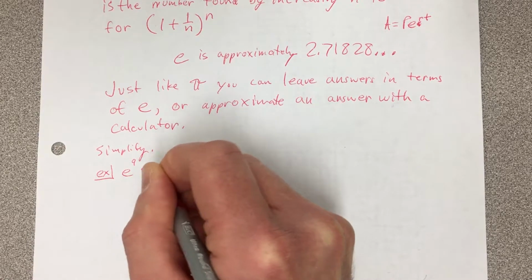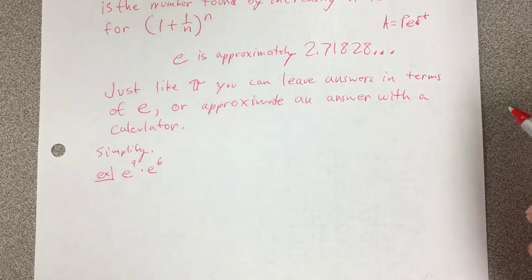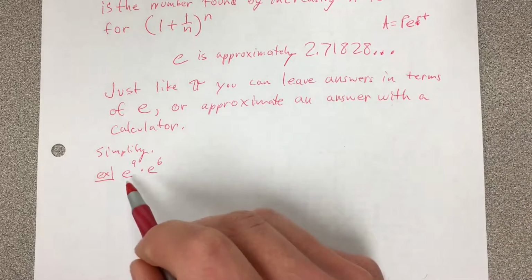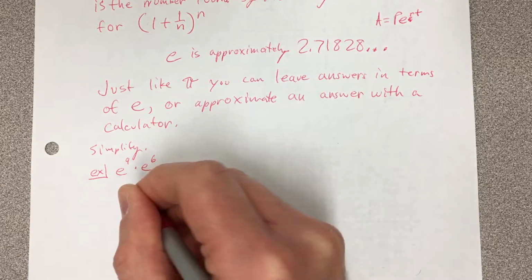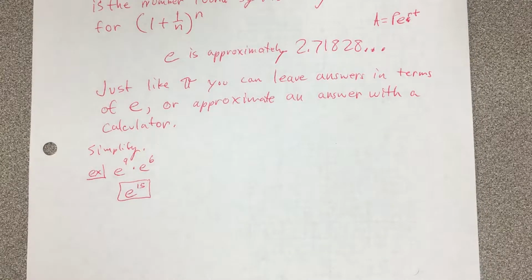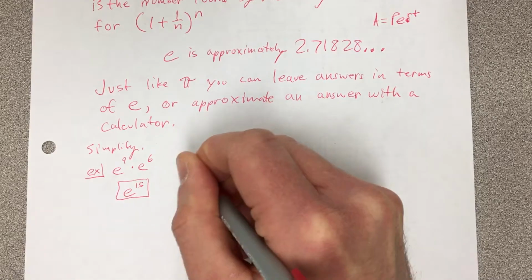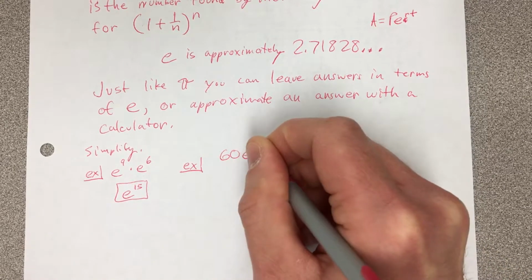So let's start out with some simplify problems. e to the 9th times e to the 6th. Well, we're just going to simplify it, and to do that, we'll use properties of exponents. Same base, you're multiplying. What do you do with the exponents? You add them, and you get e to the 15th, just like that. And because it says simplify, we're going to leave our answers in terms of e. We'll just leave it e to the 15th.